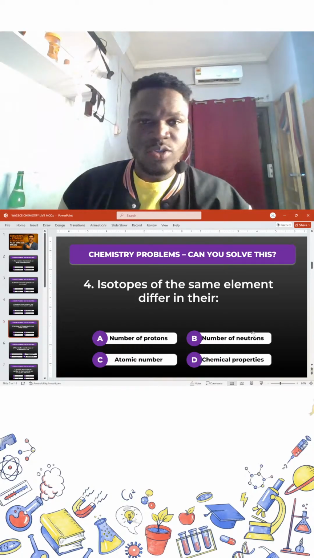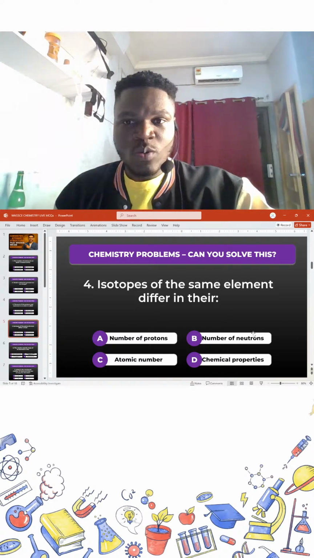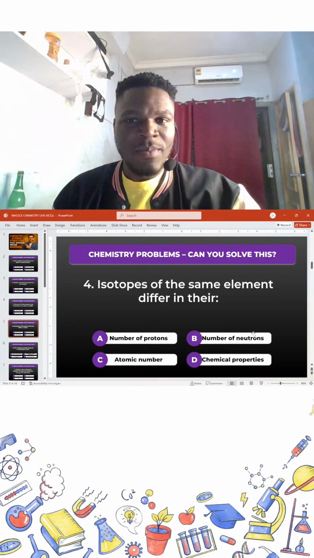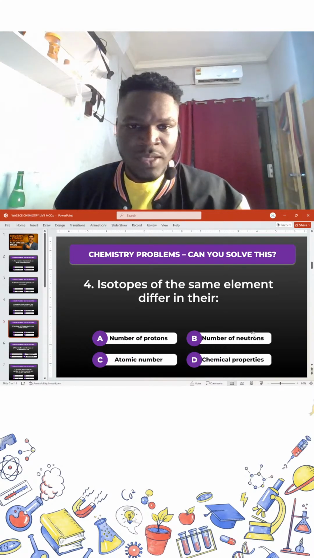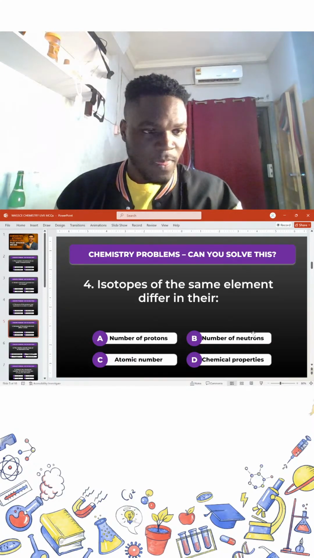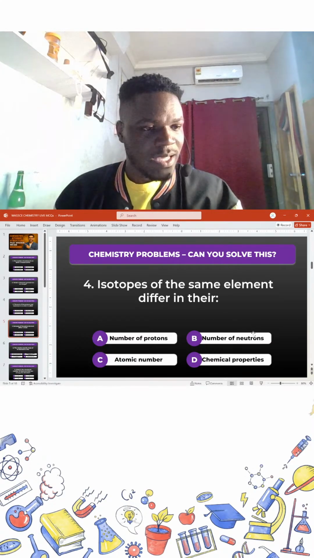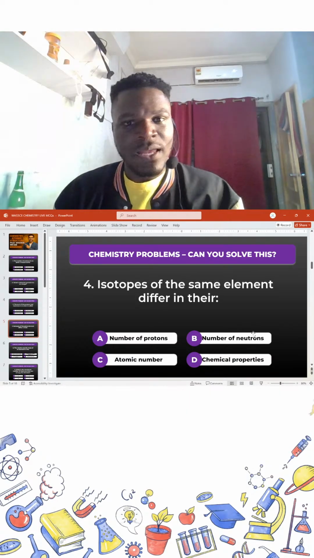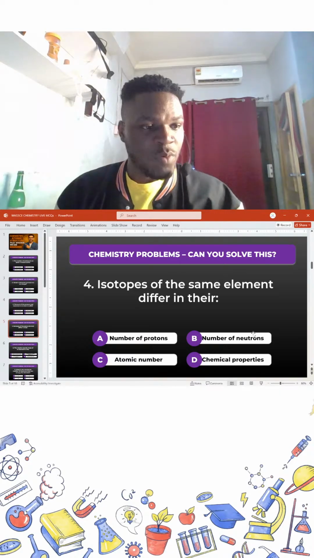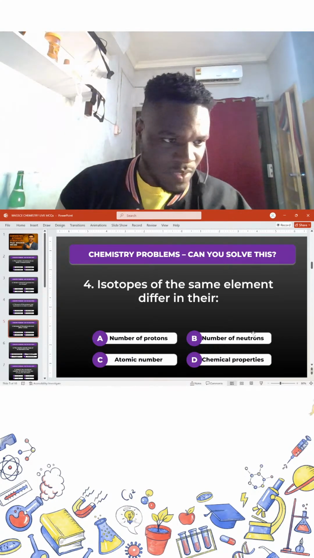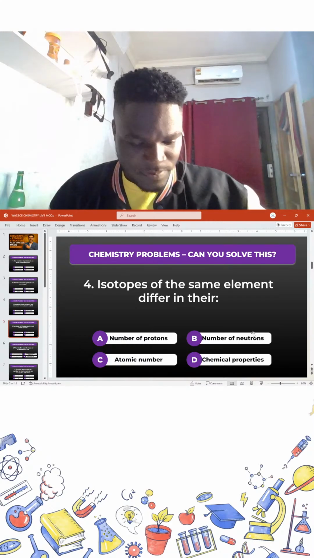So the next question is on isotopes. Question number 4: isotopes of the same element differ in their A, number of protons, B, number of neutrons, C, atomic number, and D, chemical properties. So guys, what is the correct answer for this particular problem?